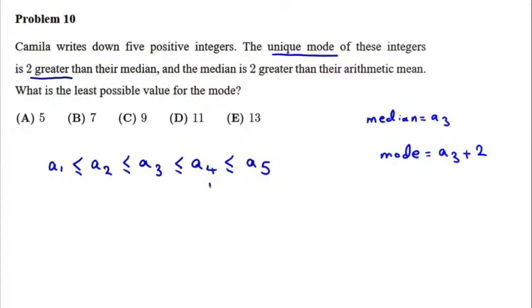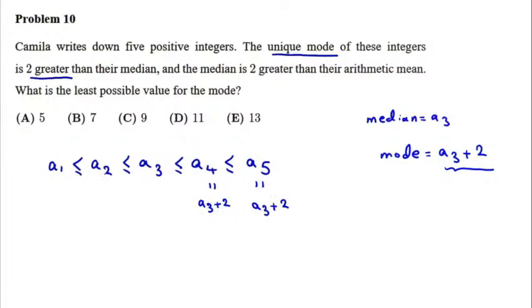Here we can say these two things have to be A3 because we have a unique mode. So we have at least 2 from that. And the number is A3 plus 2. So the only numbers that can be A3 plus 2 are A4 and A5. So it is A3 plus 2, it is A3 plus 2.